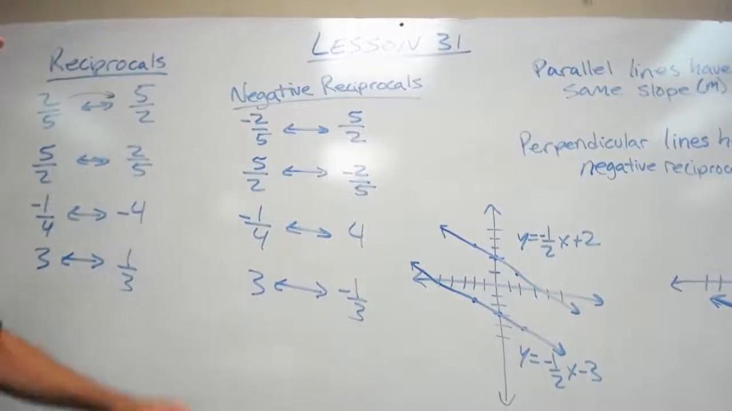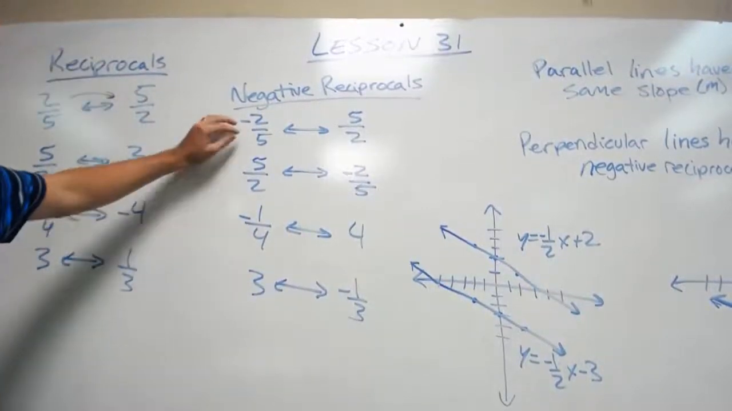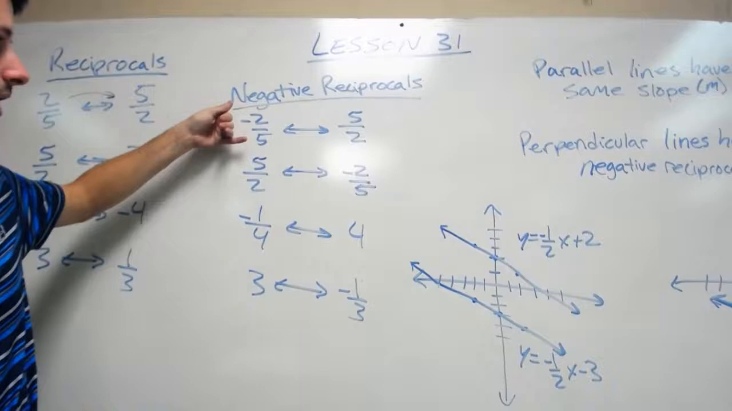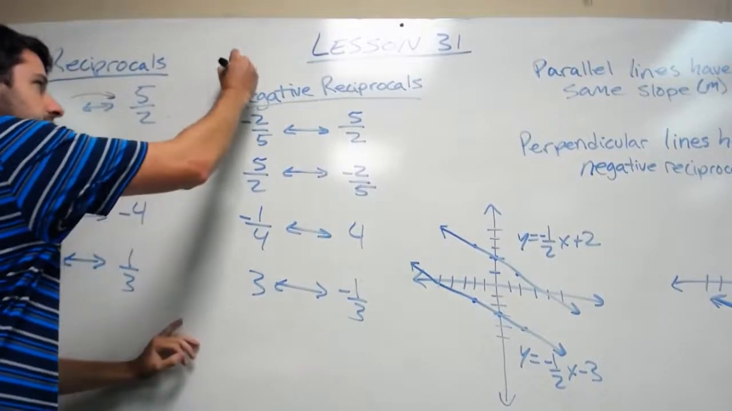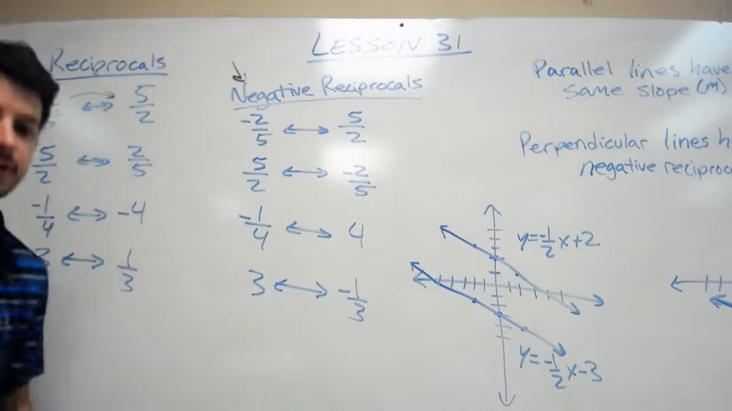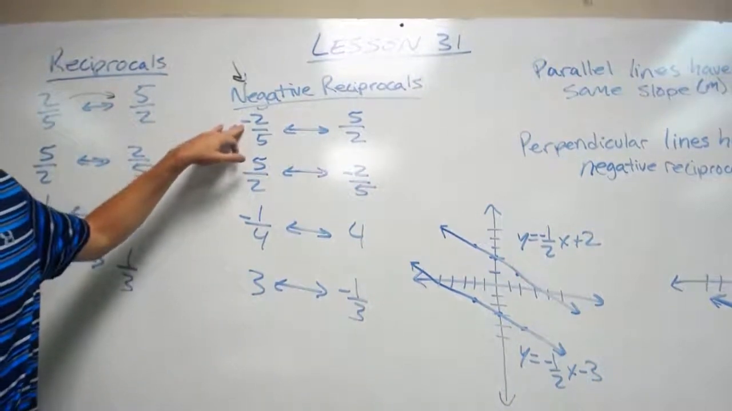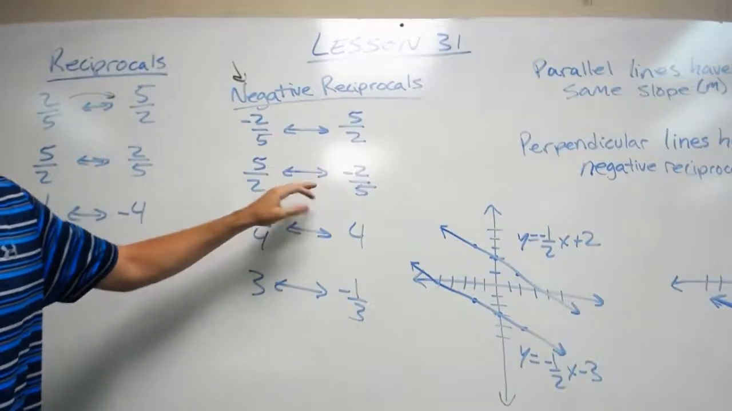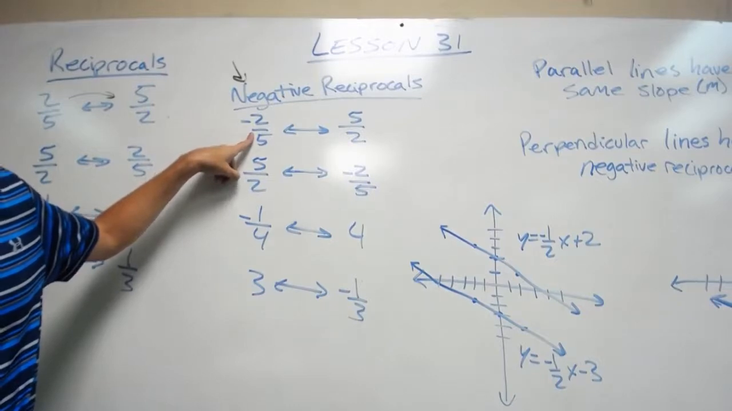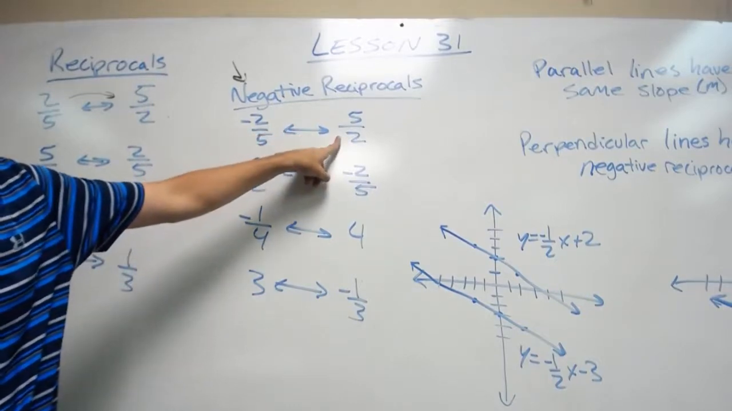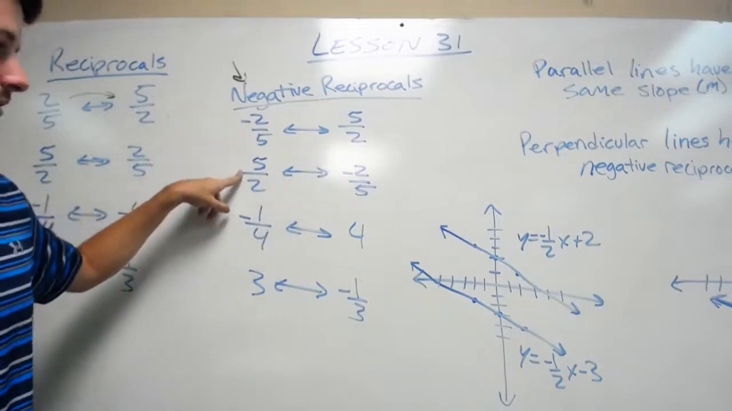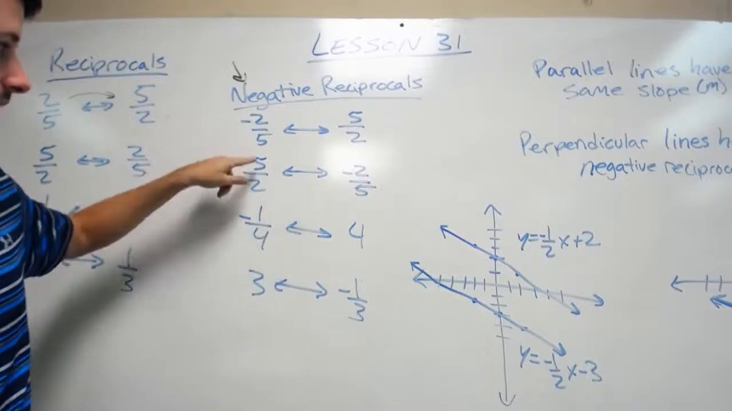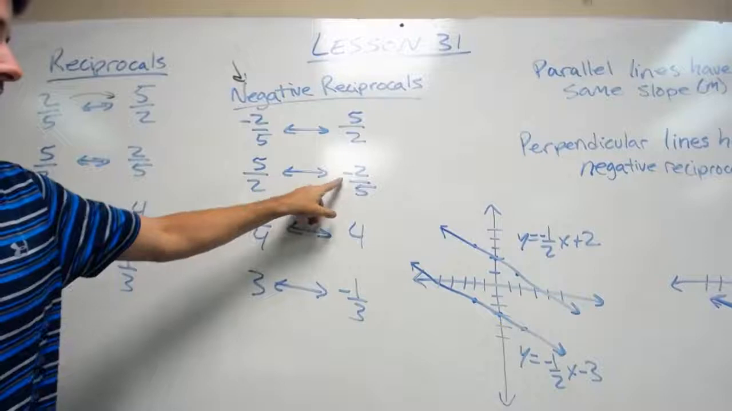Negative reciprocals have the same characteristic of a reciprocal in the fact that they switch the numerator and denominator. But what it means when we say negative reciprocals is we will actually switch it from a negative to a positive, or a positive to a negative as well. So the negative reciprocal of negative 2/5 is positive 5/2. The negative reciprocal of 5/2 is negative 2/5. So we flip the numerator and denominator, and then we also switch the sign.